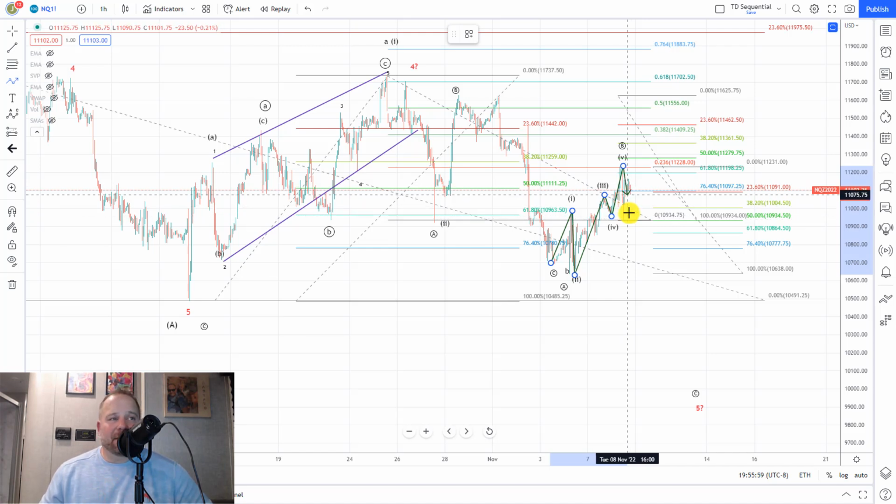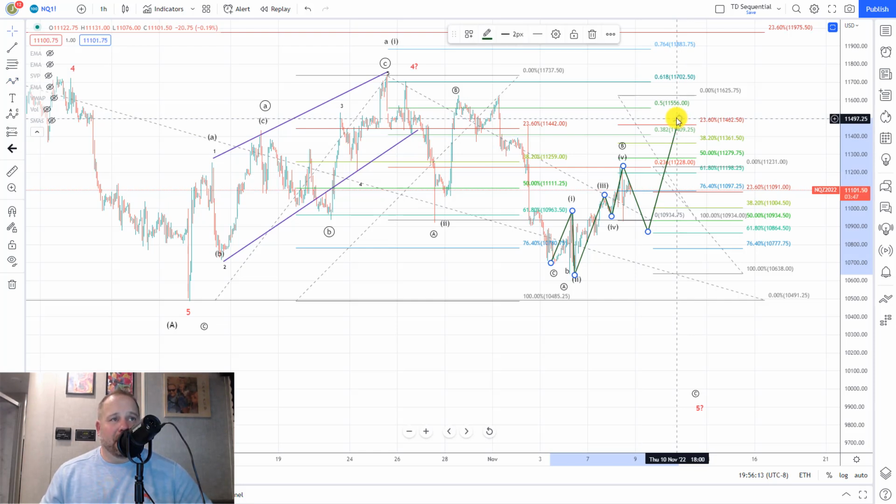If this is going to be a wave 2 down, it needs to hold the 10,864 to 10,777 support area or anywhere above that, and then take off and take out this wave 5 high here to the high side to continue this pattern up toward the 13,000 area to test the August highs.